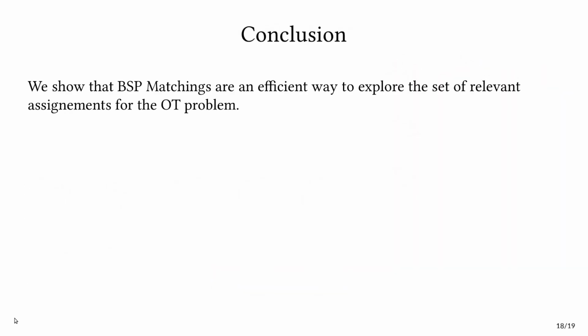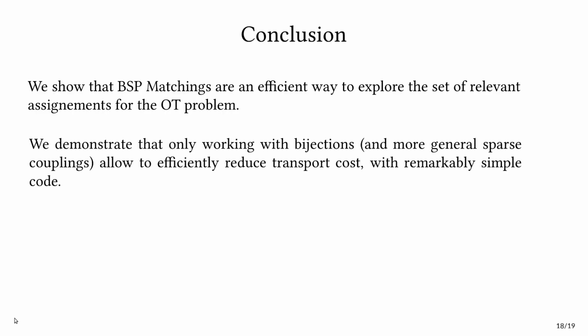Okay, and so to conclude, we show that BSP matchings are a very efficient way to parameterize and explore the set of relevant sparse couplings for the optimal assignment problem. Okay, and we show that only working with the sparse assignments, so bijections, injective, and other sparse couplings, allows you to use a very simple discrete optimization that will efficiently reduce the transport cost. Okay, and everything is super simple. And so, of course, a limitation is that we only reach local minima, so we have no guarantee on the final result because it is a greedy algorithm. And we even have a failure case that we detail in the paper.